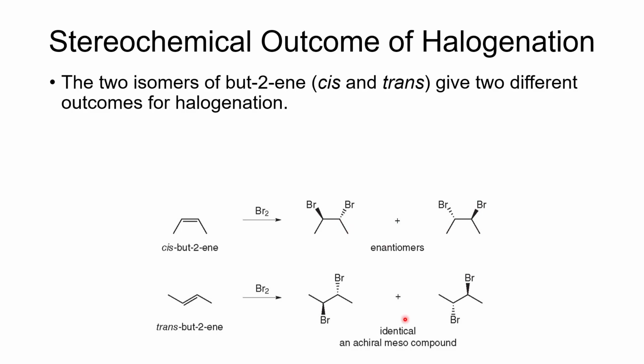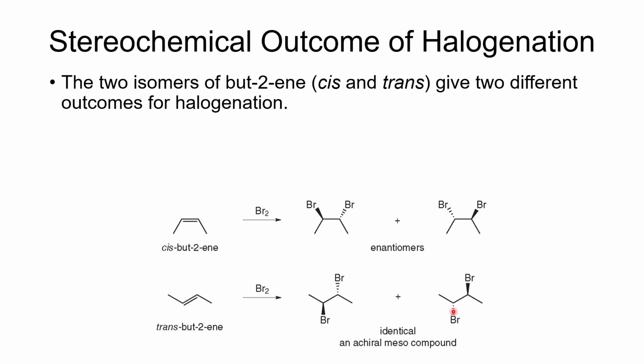As far as the trans-butene, when we do the bromination there, we could get this or this, but it turns out these are identical molecules. If you take this molecule and leave it in the plane of the screen and rotate it around 180 degrees, you will get this. So these are identical, which means these are meso compounds.